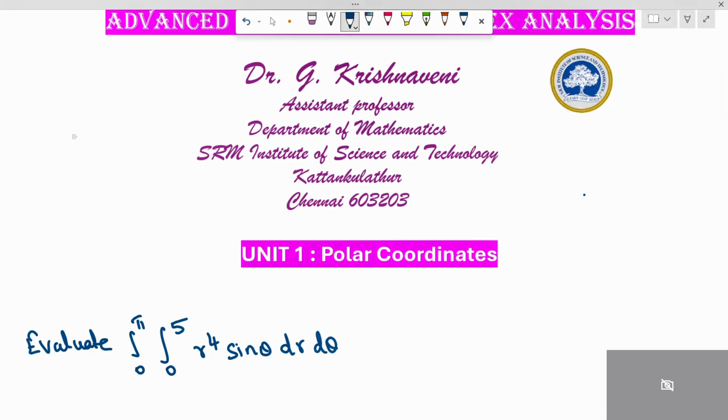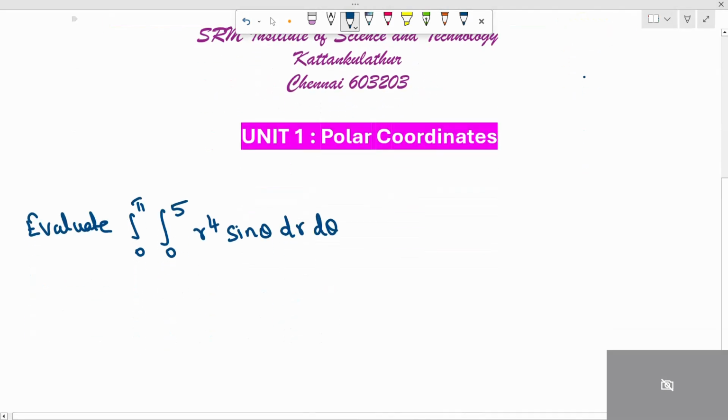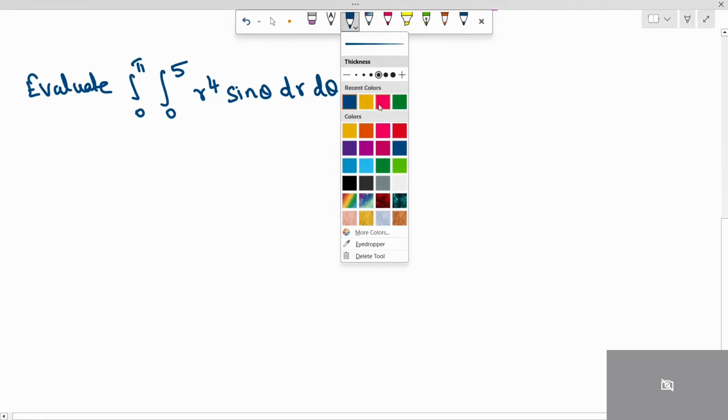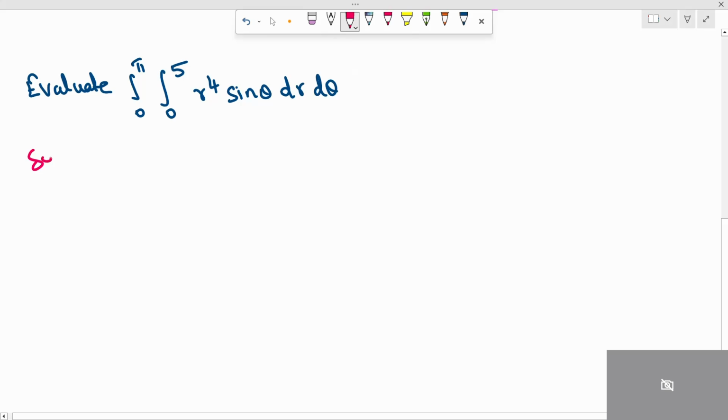In this video, we are going to discuss a few problems on double and triple integration in polar coordinates. First problem: evaluate the integral from 0 to pi, integral from 0 to 5, r power 4 sin theta dr d theta. In this problem, first we have to check the given limits. If the limits are constants as in the given order, we can integrate.